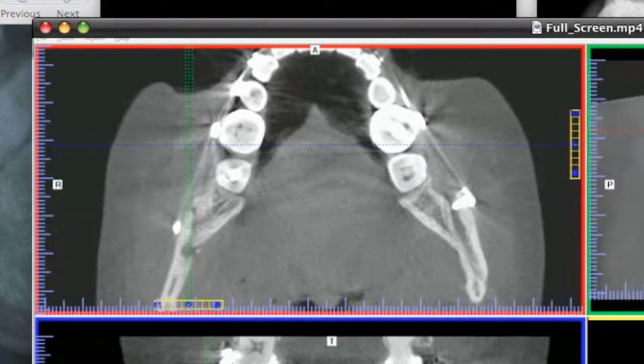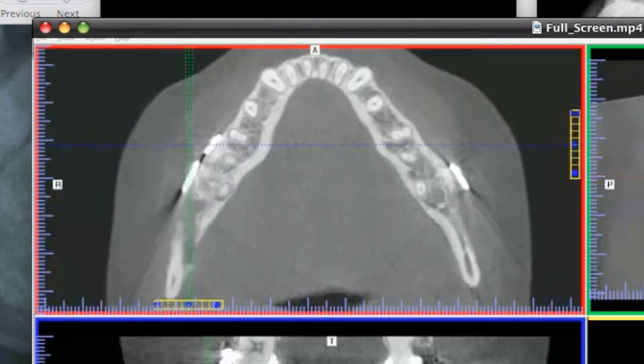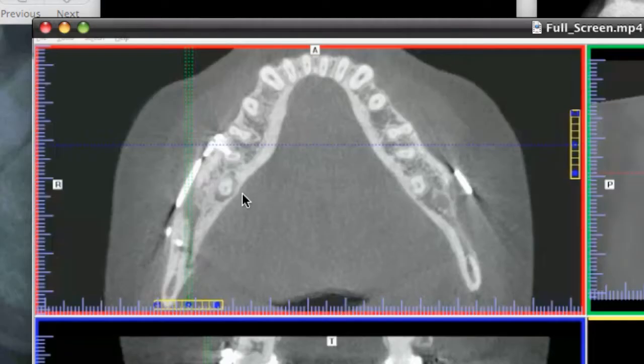We'll just go back through that and have a look at the periapical area. What we're seeing is we've got a lucency around the root apex and some resorption of the cortical plate here.